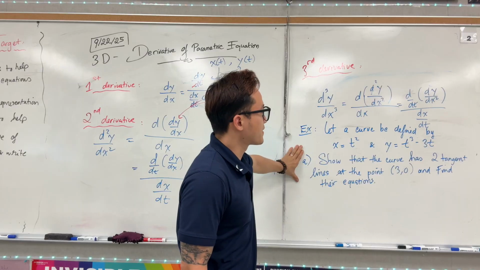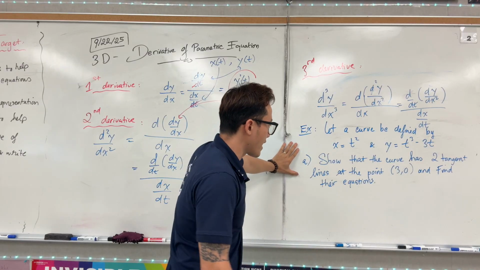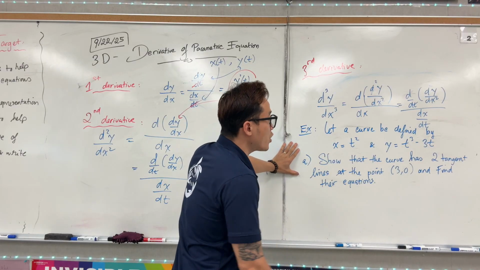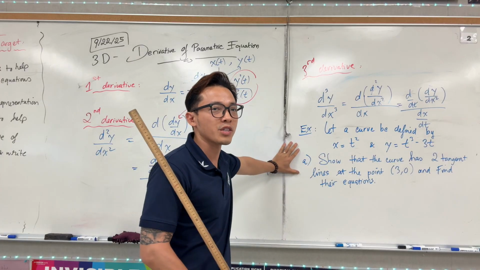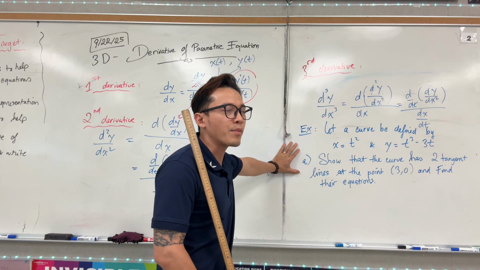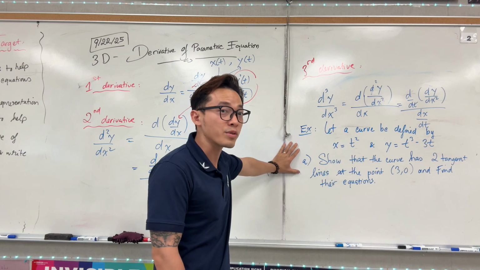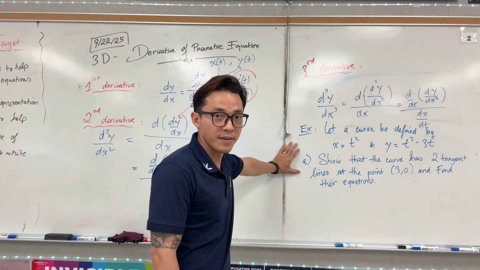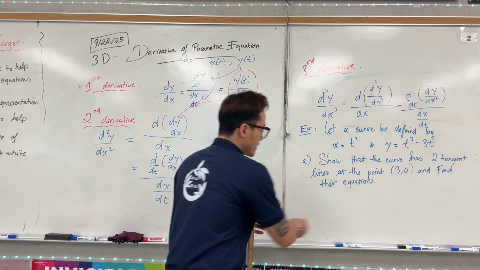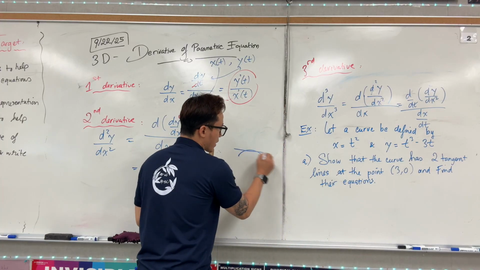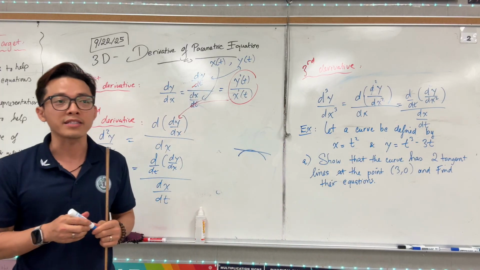So a curve is defined by this x and y, okay? Show that the curve has two tangent lines. Ooh, in what situation do you have two tangent lines? Have you ever seen any graph that has two tangent lines? Very weird, right? You have only seen a curve with one tangent line. In what situation do you have two tangent lines?